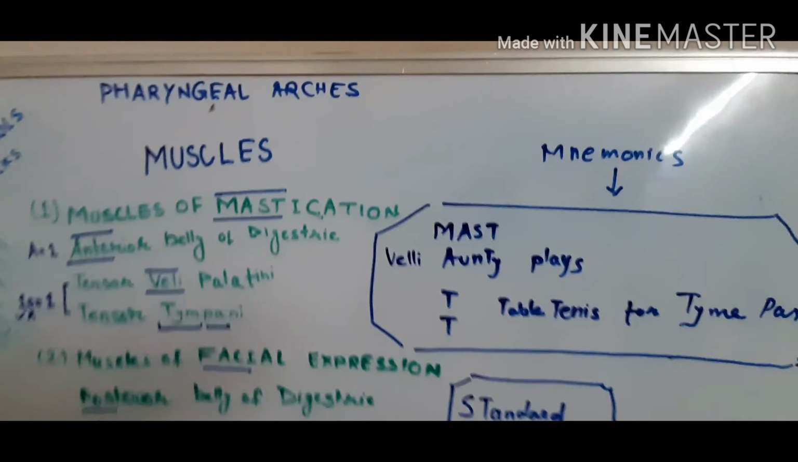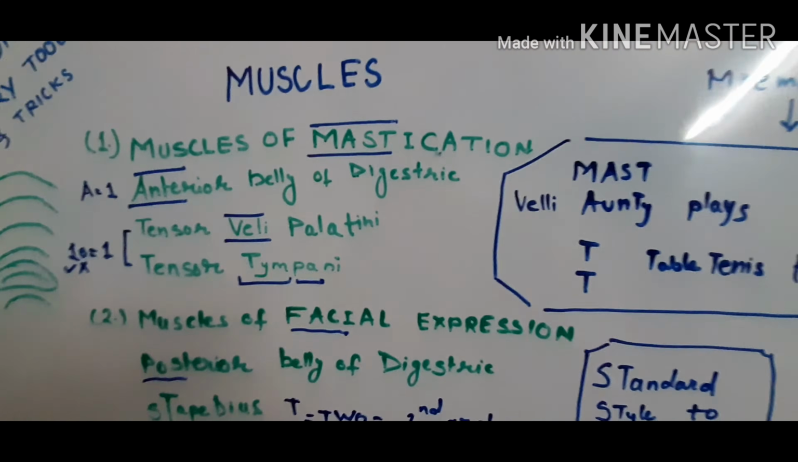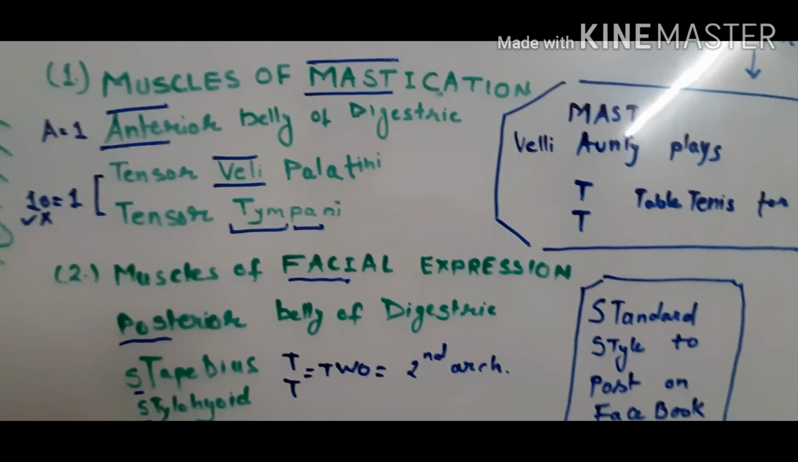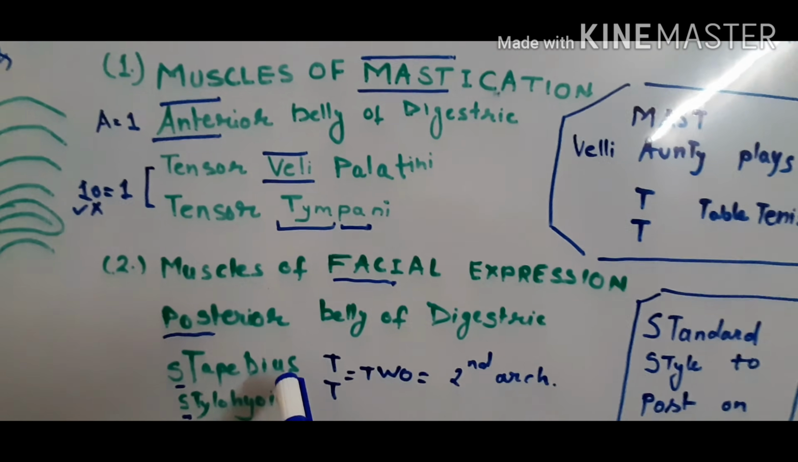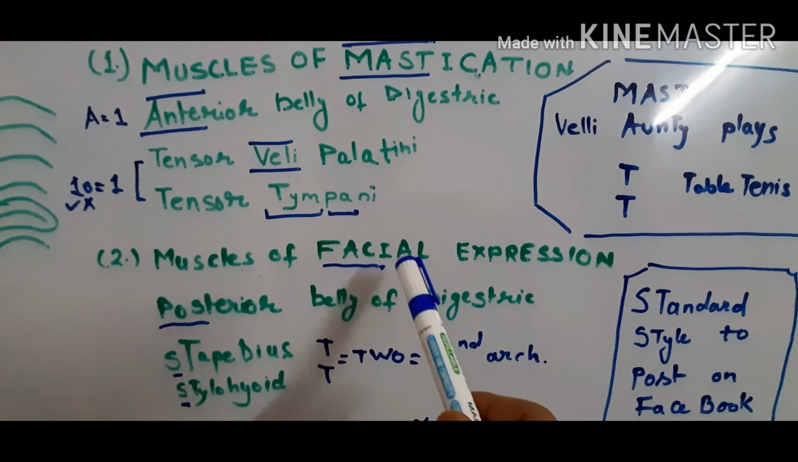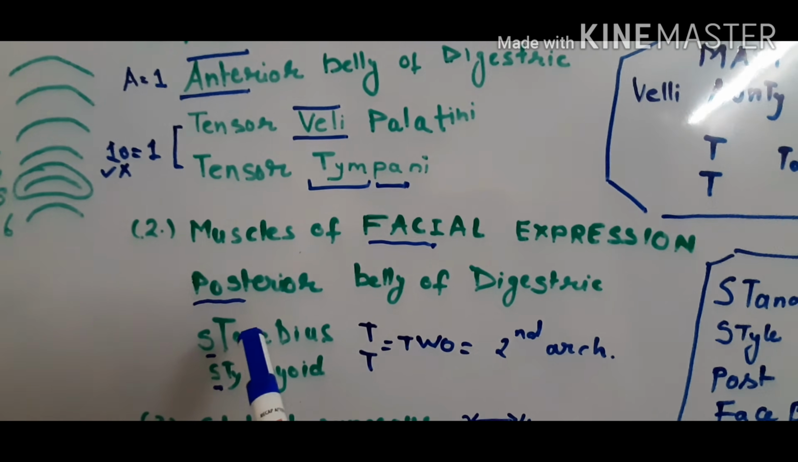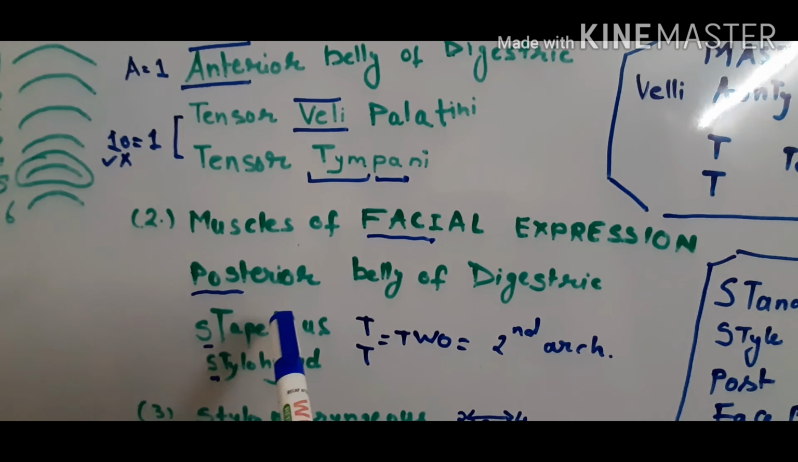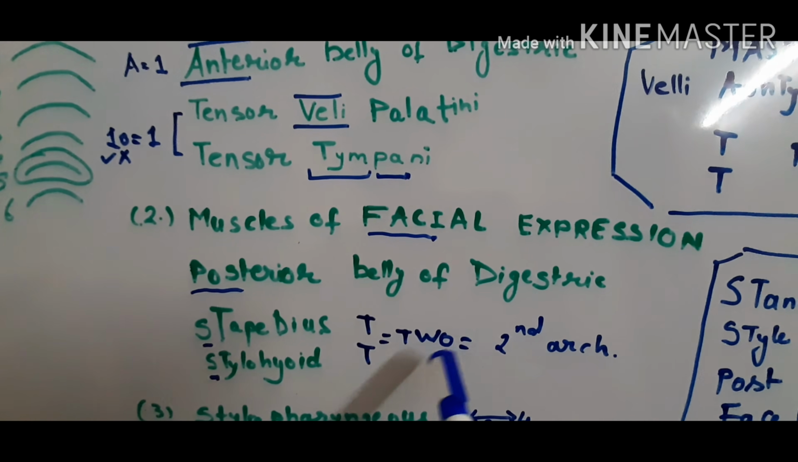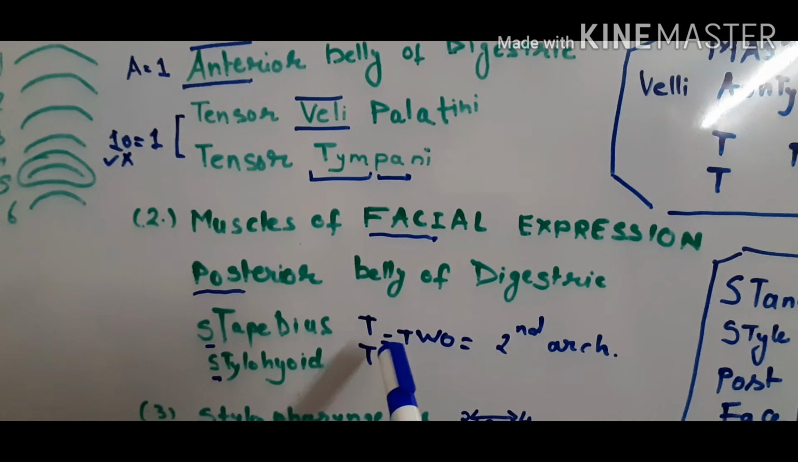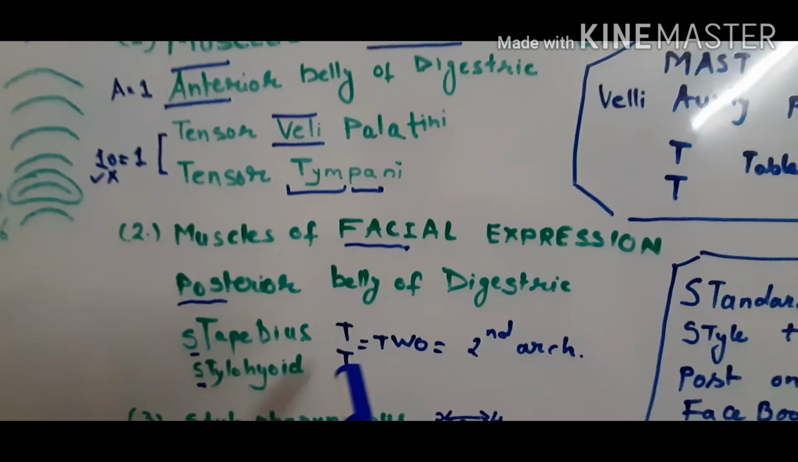So this is the first arch. Now we will come to the second arch. So in second arch you can see when here comes the anterior belly of digastric, then obviously here will come the posterior belly of digastric, and this is facial expression. Then here you can see T, I have written with capital letter T and T. T and T means two alphabets, two started with T. So second arch TT is like this.